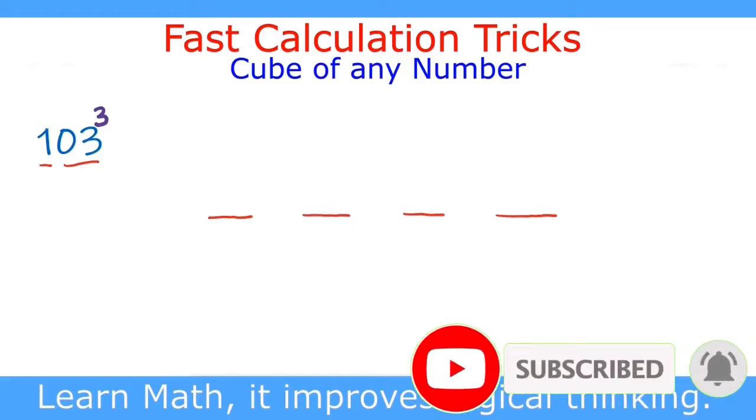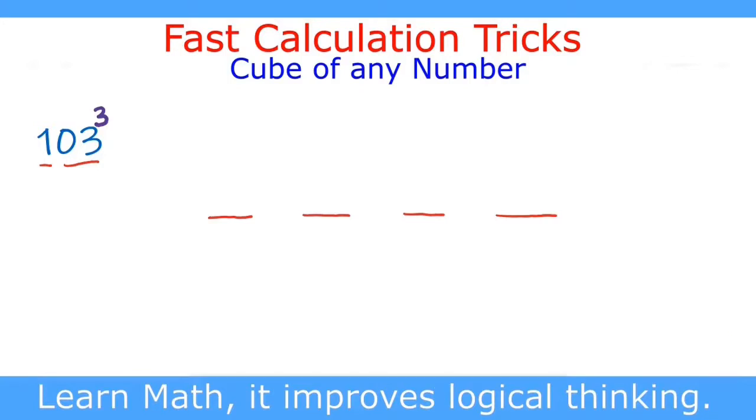In the first portion we take the cube of first digit, which is 1. So cube of 1 is 1. Now in second portion we will take the multiplication of these two portions, 1 and 03, and we multiply this by 3. So we write 1 multiplied by 03 multiplied by 3, and multiplication of this is 9. So we write in 2 digits as 09.